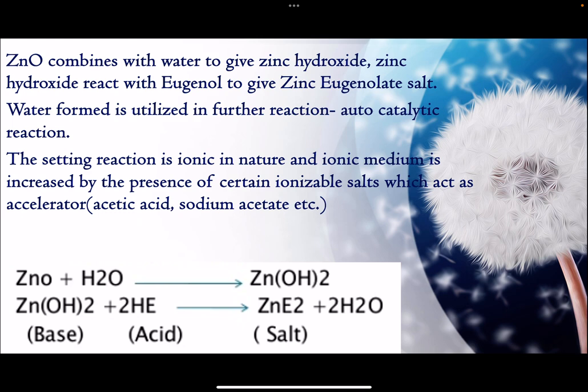The setting reaction is ionic in nature, and the ionic medium is increased by the presence of certain ionizable salts which act as accelerators, for example, acetic acid, sodium acetate, etc.